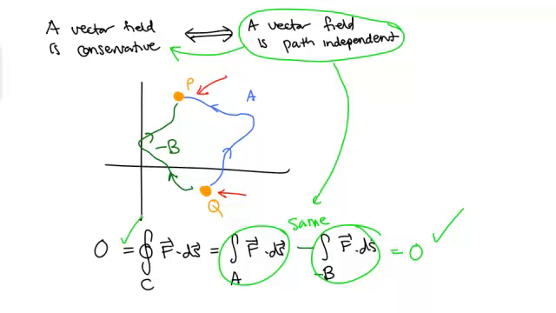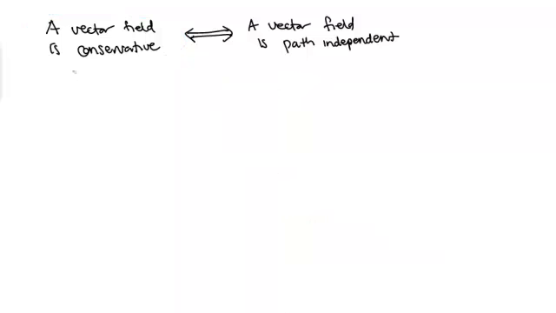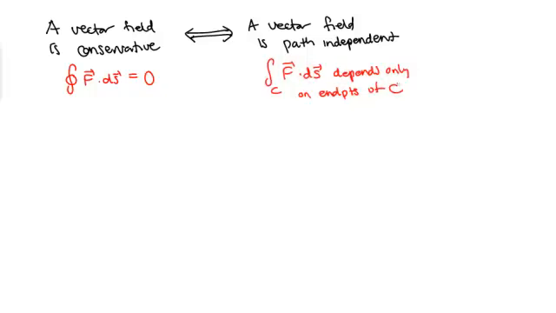The same basic idea can be used to show that if the line integral over every closed curve is 0, then the vector field is path independent. So it turns out that these two concepts are in fact exactly the same thing. That is, integrals over closed loops always evaluate to 0, and the line integral over a curve depends only on the endpoints of C.